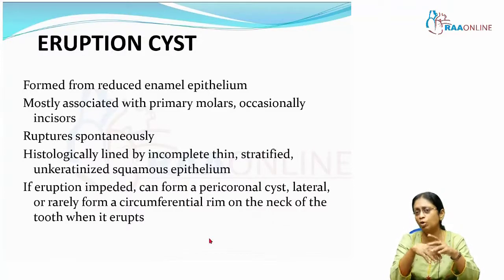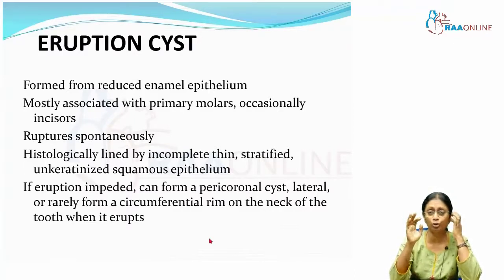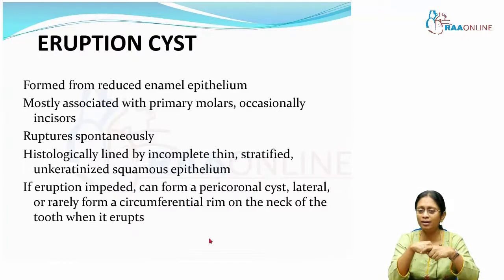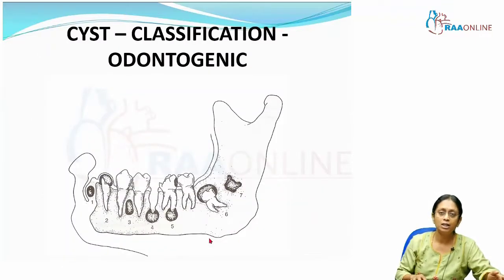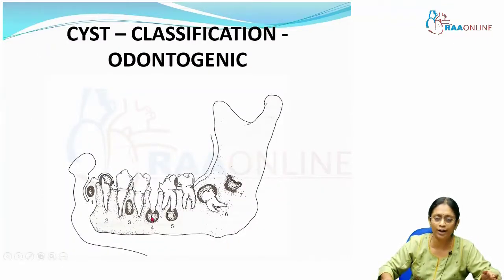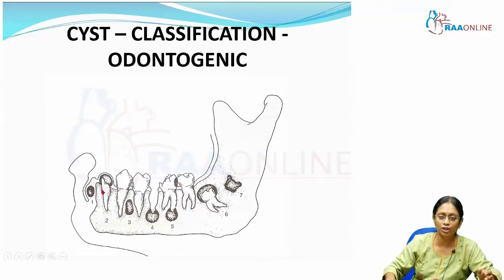Very often the first molars and the canines present as eruption cysts. It ruptures spontaneously, it goes off spontaneously, and you give them antibiotics and painkillers and it subsides pretty well because it is lined by a very thin stratified unkeratinized squamous epithelium. If the tooth is coming through but the primary dentition is there, then it is going to be a problem. But if you take away the primary dentition, then the eruption is going to be no issue at all. We've done the residual and the radicular, so we'll move on. The eruption cyst is okay.